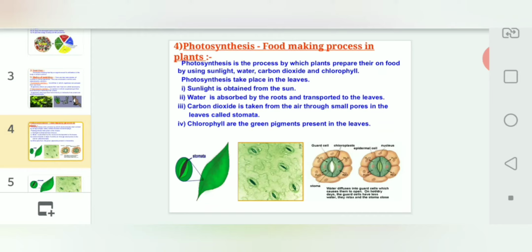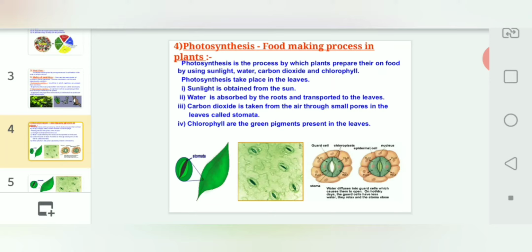Photosynthesis. So now we will see how plants prepare their food with the help of photosynthesis. Photosynthesis: food making process in plants. Photosynthesis is the process by which plants prepare their own food by using sunlight, water, carbon dioxide and chlorophyll. Photosynthesis takes place in the leaves.